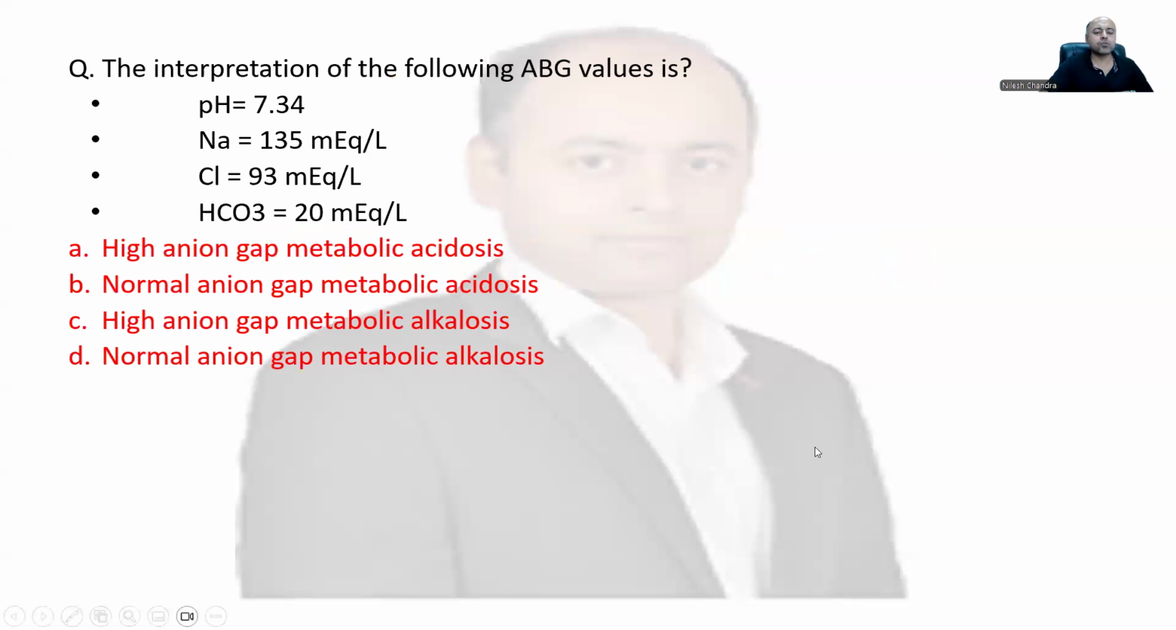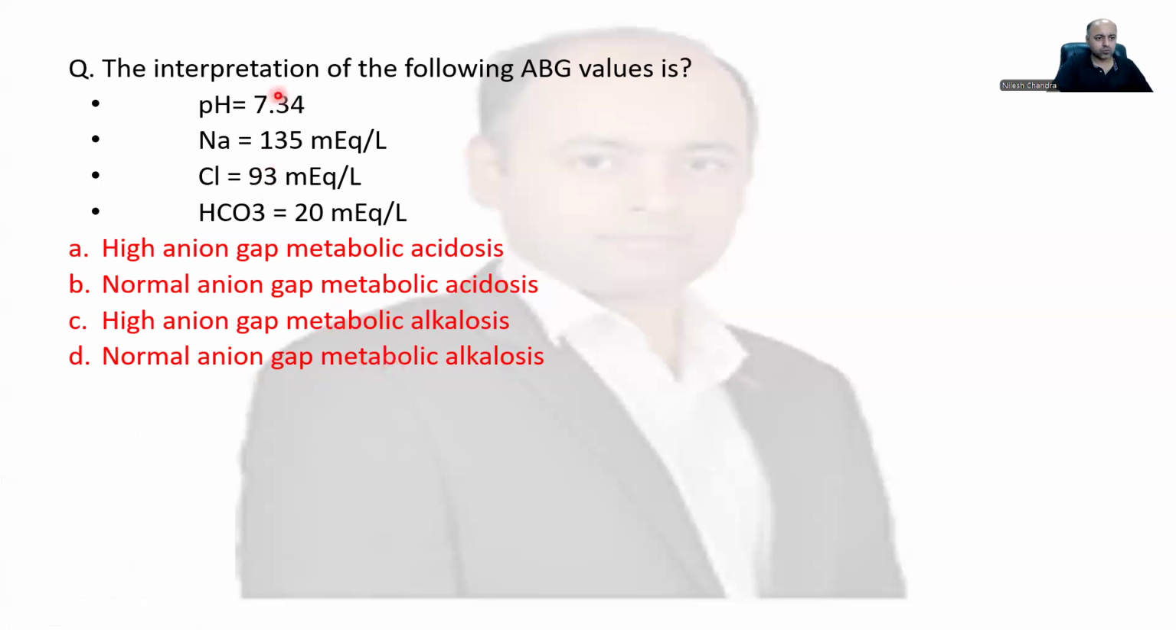So first question, we had two possible recall questions based on ABG analysis. So I'll quickly go through the options that we had with us. So first one is the interpretation of following ABG values, and you have the value of pH, sodium, chloride, bicarbonate. Your options are high anion gap metabolic acidosis, normal anion gap metabolic acidosis, high anion gap metabolic alkalosis, and normal anion gap metabolic alkalosis.